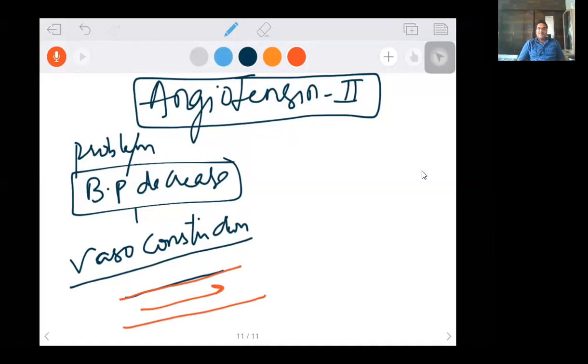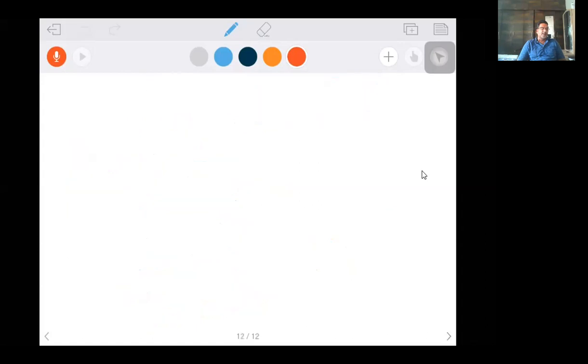Okay, so the vasoconstriction occurs. That means when we reduce the diameter of the blood vessel, then definitely this problem can be solved. The blood pressure which has decreased can be increased by vasoconstriction. Okay. What are the other functions of angiotensin II?